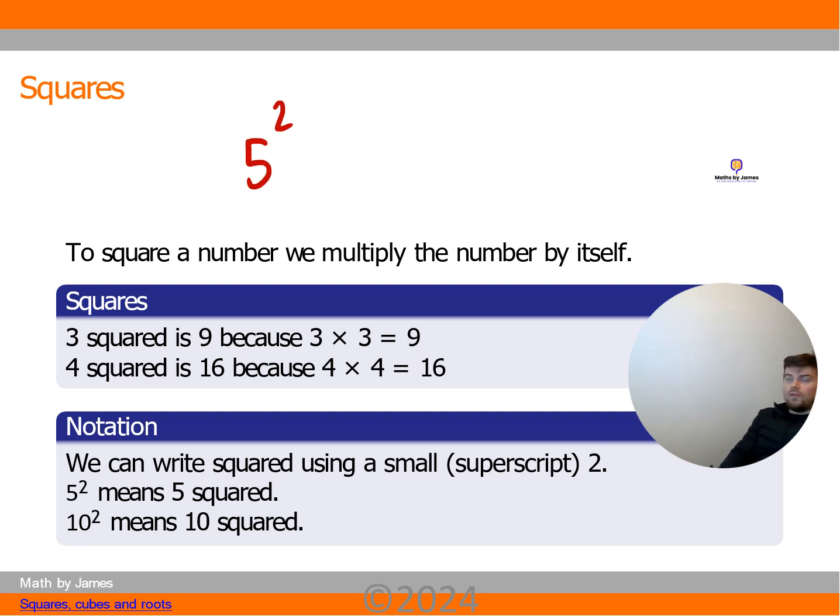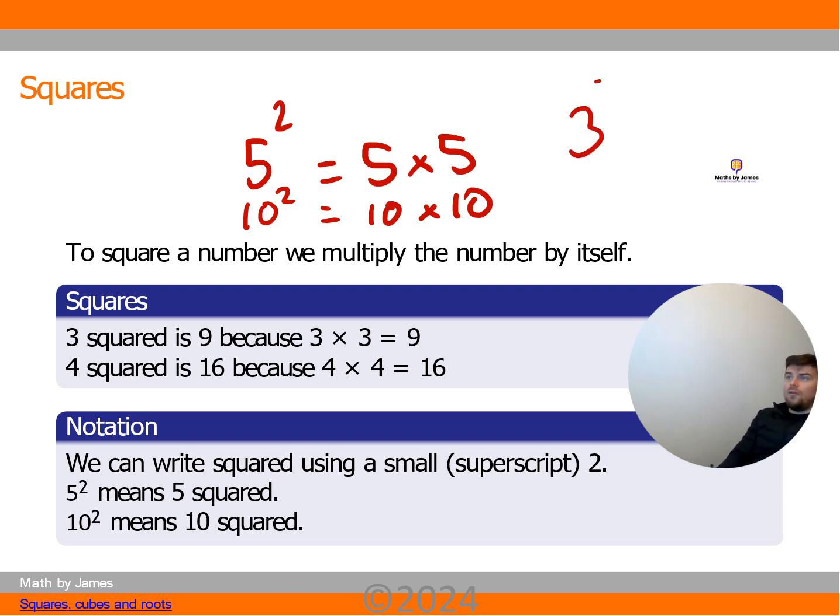5 squared is 5 to the power of 2, which is 5 multiplied by 5. 10 to the power of 2 means 10 times 10. So if we have 3 to the power of 2, what would that be? Pause and have a go. That would be 9. So 3 squared is 9. 4 squared is 16, and so on.